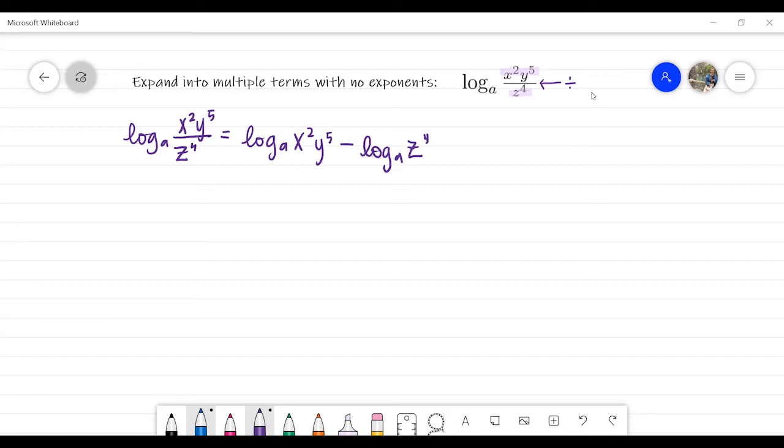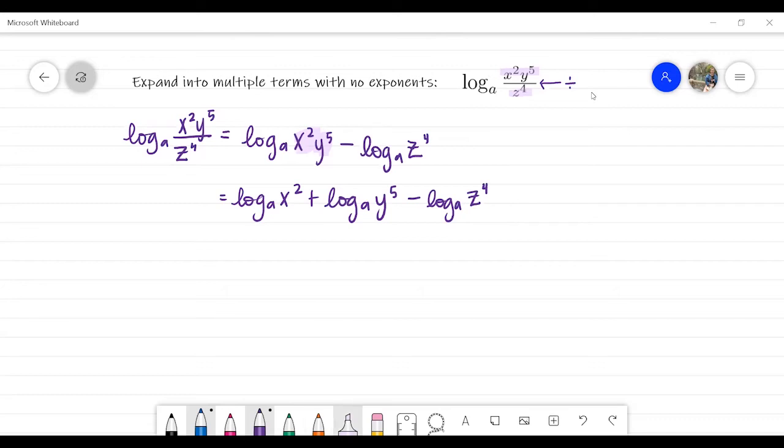Then, beyond that, I'm going to point out that we have a product here, and we can rewrite that as a sum. So really, only that first part is going to change. So log base A of x squared plus log base A of y to the fifth minus log base A of z to the fourth.